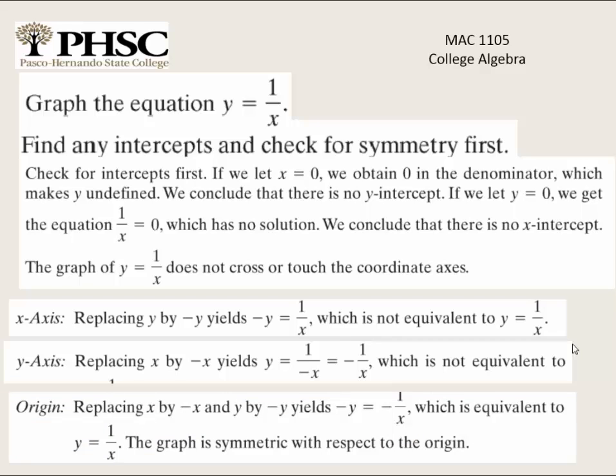And then for the origin, we replace x by negative x and y by negative y. That gives us negative y equals negative 1 over x. And that is in fact equivalent to the original. We just multiply both sides by negative 1. So this particular graph is symmetric with respect to the origin.